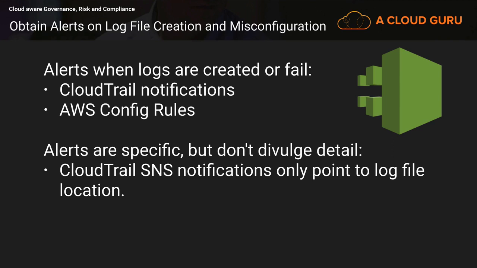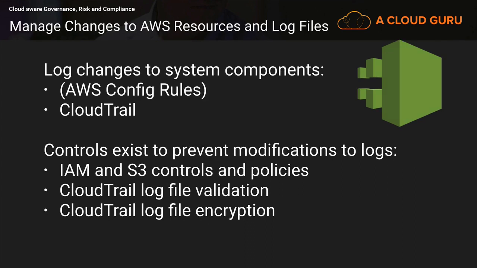You should also obtain alerts on log file creation or misconfigurations. So if a log is created or fails to be created, you should have CloudTrail notifications turned on, as well as AWS Config rules, and you should be pushing those to SNS topics so that you can figure out what's going wrong and where. You should always log changes to your system components. We did this in a couple of ways, through AWS Config rules as well as through CloudTrail. And you should always have controls to prevent modifications to logs. So you should have Identity and Access Management and S3 controls and policies in place. You can have CloudTrail log validation, and you can have CloudTrail file encryption as well.